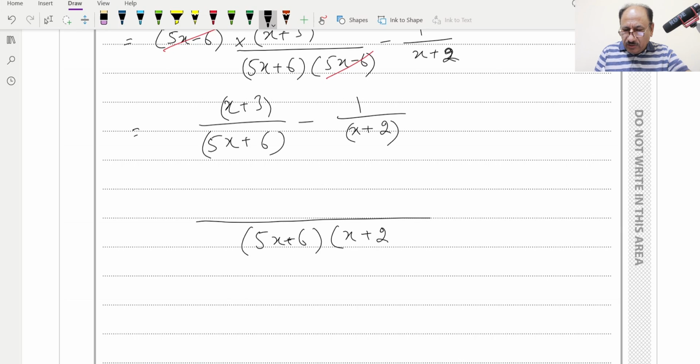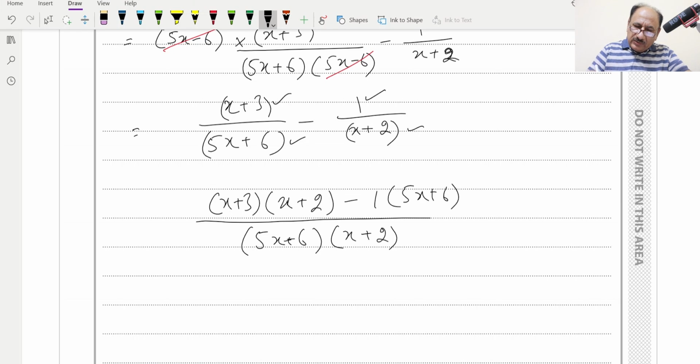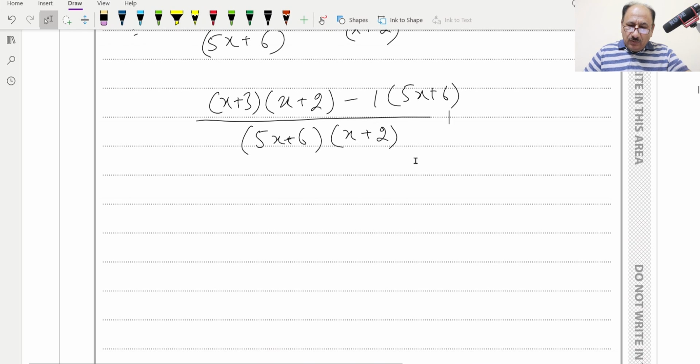Sometimes students are comfortable with saying cross multiplication, so we'll multiply this with this and write over here (x plus 3)(x plus 2), and minus 1 multiplied by this one will be 1 into (5x plus 6). The extra trick I will remove so that you will not be confused. Now we can open the brackets.